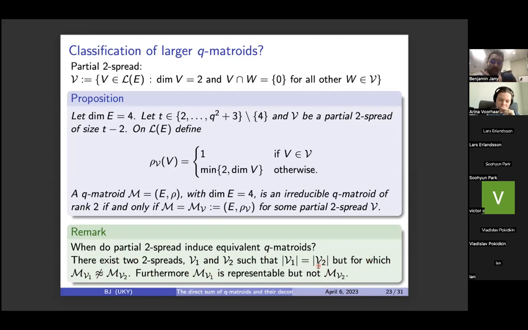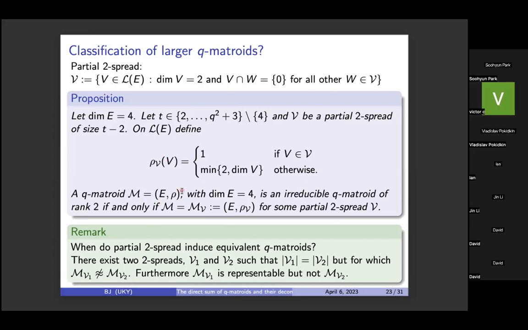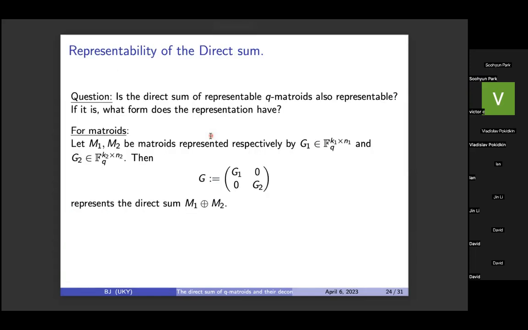And so it's quite interesting to see this happen. It seems really difficult to fully characterize the different non-equivalent q-matroids you can get that arise from those partial two-spreads. Okay. Now I want to spend a little time on the representability of the direct sum.